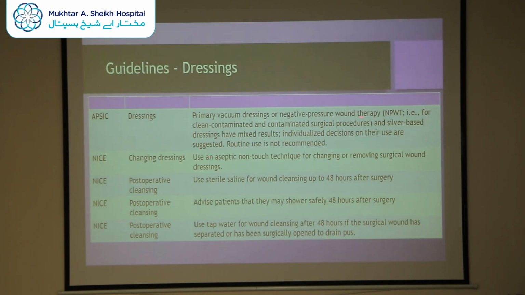Vacuum dressing, negative pressure wound therapy and silver based dressings have mixed results. Aseptic non-touch technique for changing or removal of dressings should be used, and the wound dressing should be kept on for 48 hours. Patients can shower after 48 hours, and tap water should be used for cleansing the wound after 48 hours.